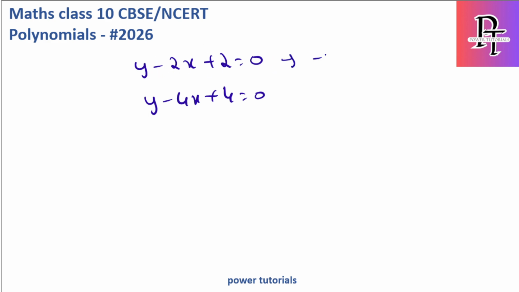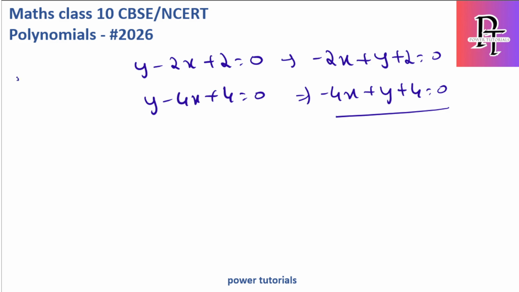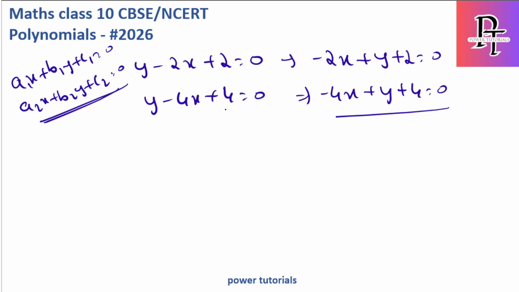So this I'll rewrite to minus 2x plus y plus 2 is equal to 0, and the second equation is minus 4x plus y plus 4 is equal to 0. So why have I changed this? Because our standard general equation of a pair of linear equations is a1x plus b1y plus c1 is equal to 0, and the second one is a2x plus b2y plus c2 is equal to 0. So this is a standard equation, but these were not in the standard form. I just rewrote it so that I can find the values in terms of standard equations.